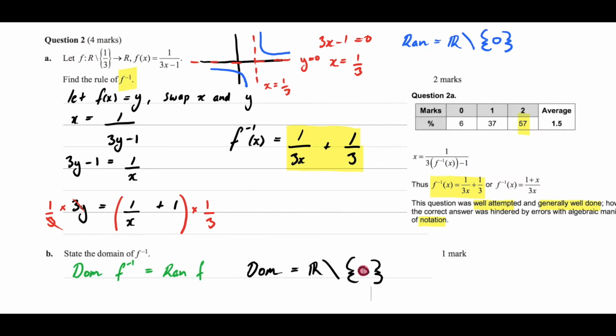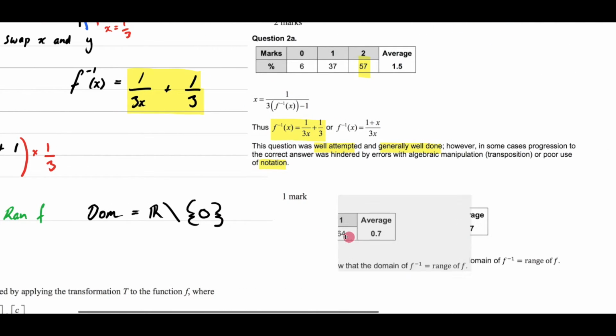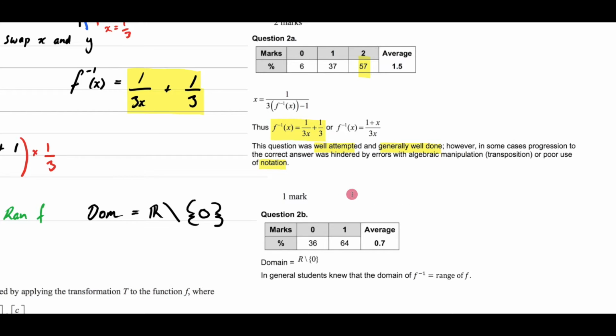Too easy. Let's now look at the examination report and see how the state went with this question. So if we come over here, you can see that the state went pretty well. 64% of the state got the full 1 mark. Here is the answer that we wrote here. And it says, in general, students knew that the domain of the inverse function was equal to the range of the function. Perfect. All right, so let's now move on to part C.